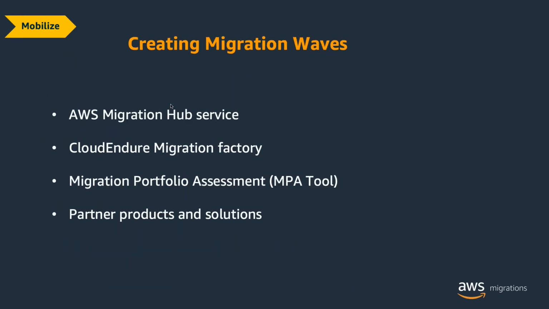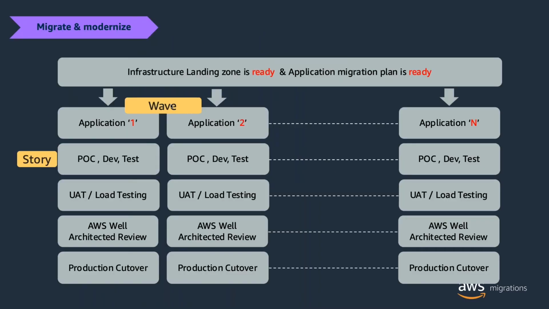So once you have the creation of migration waves, it's also important to plan this in terms of migration planning. In terms of migration modernization planning, there are services that AWS can provide, such as AWS Migration Hub Service and CloudEndure Migration Factory. If you're using AWS professional services teams, we have something called a portfolio analysis assessment, where we talk about how to migrate, what the waves are, and the details of the migration. There are also many other partner products and solutions in the space. So we definitely have a plethora of options when it comes to creating those migration waves and planning your migrations.